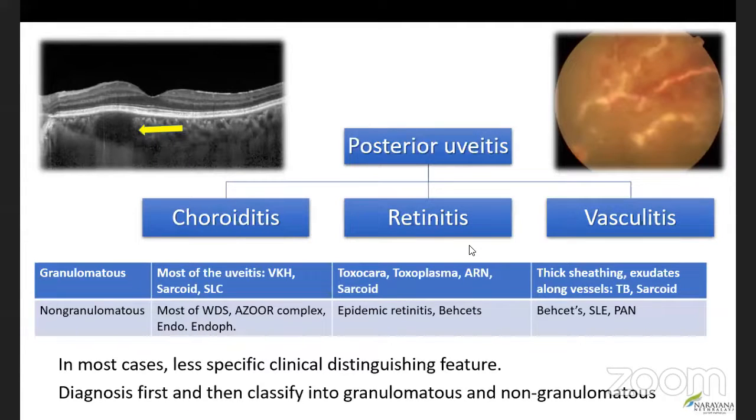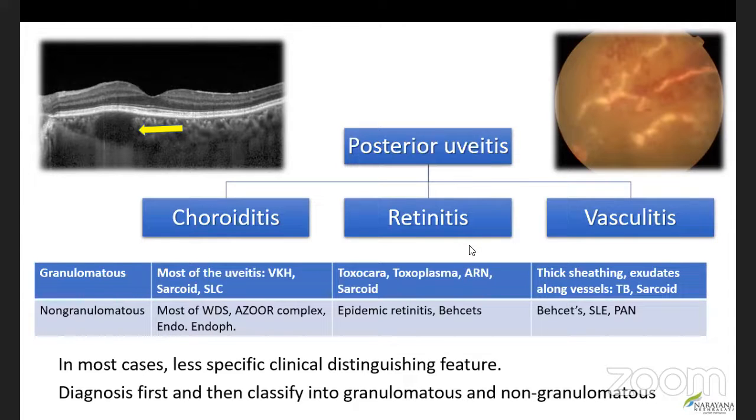Isolated choroiditis, isolated retinitis, or isolated vasculitis, again, its differentiation becomes a little difficult. But most of the uveitis with choroidal stromal involvement are granulomatous. Granuloma in the retina is slightly rare. I know of only 1 or 2 cases of sarcoidosis reported with granuloma in the retina, whereas thick vascular sheathing can be a sign of granulomatous uveitis as we see in TB and sarcoidosis.